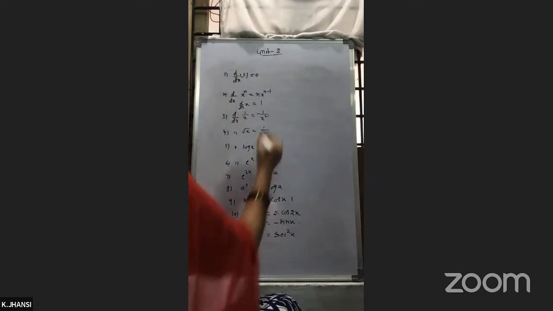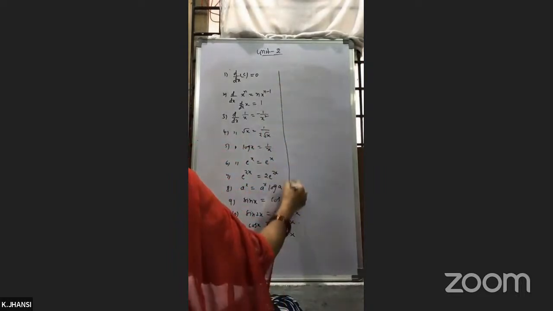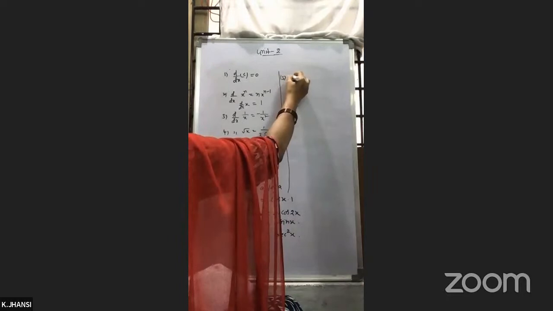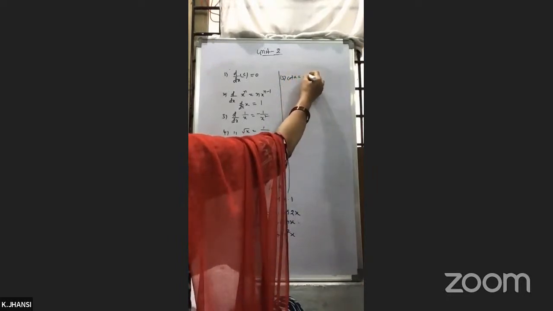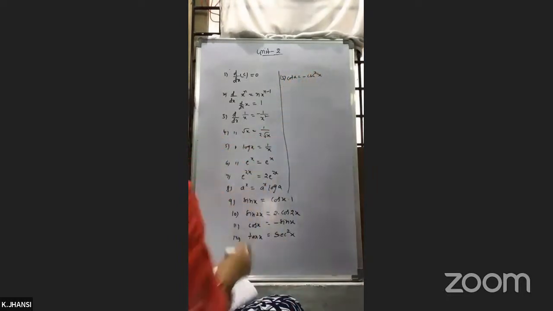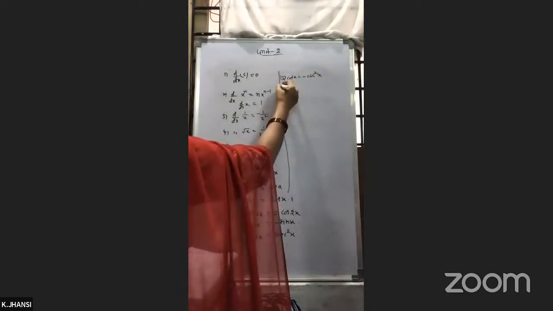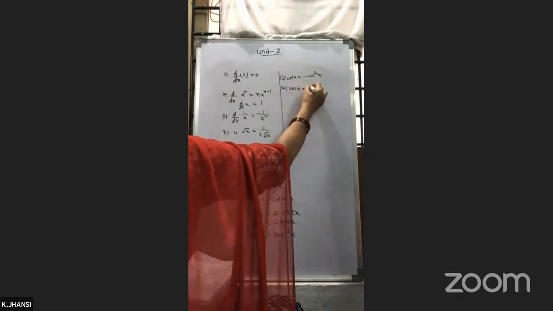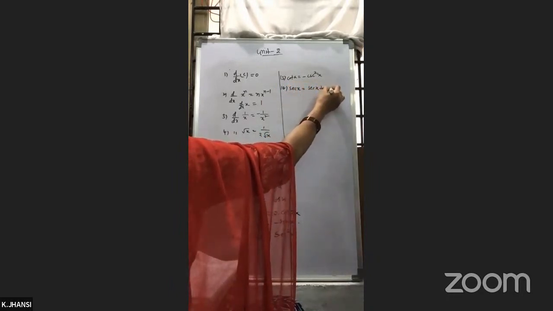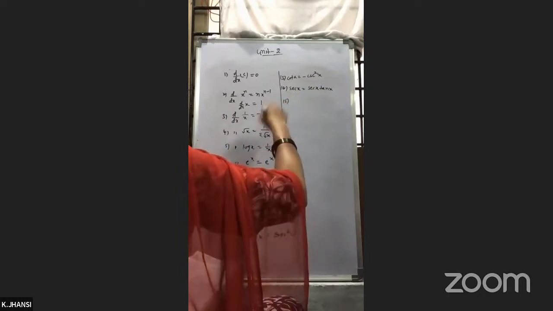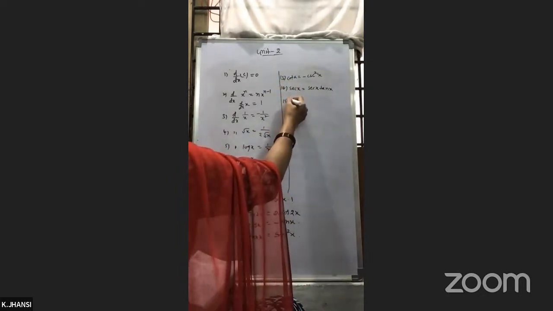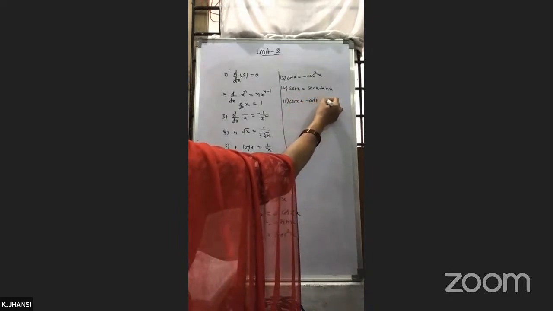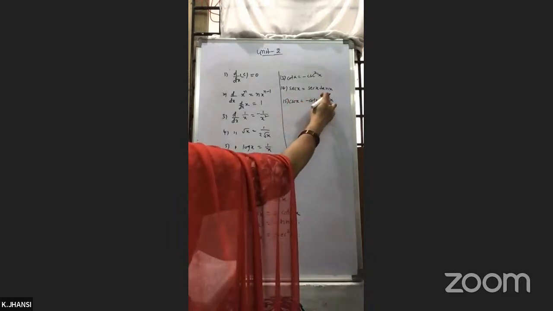Next, after tan x, cot x gives minus cosecant square x. Next, secant x gives secant x tan x. Whatever proofs there are, you have in your textbook, you can see there. Cosecant x gives minus cot x cosecant x.